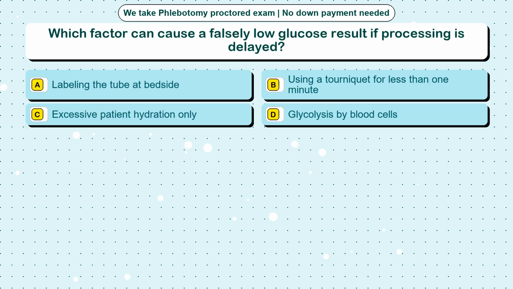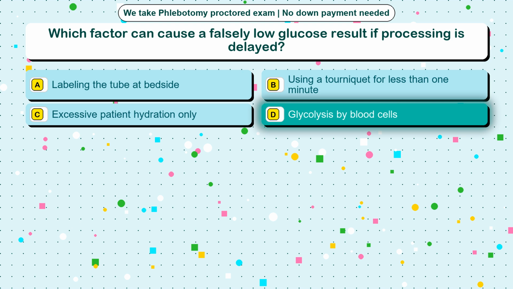Question 42. Which factor can cause a falsely low glucose result if processing is delayed? Option A. Labeling the tube at bedside. Option B. Using a tourniquet for less than 1 minute. Option C. Excessive patient hydration only. Option D. Glycolysis by blood cells.